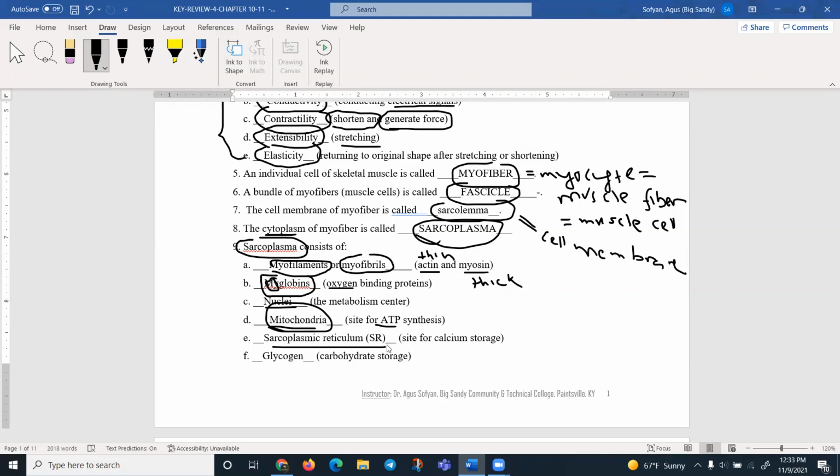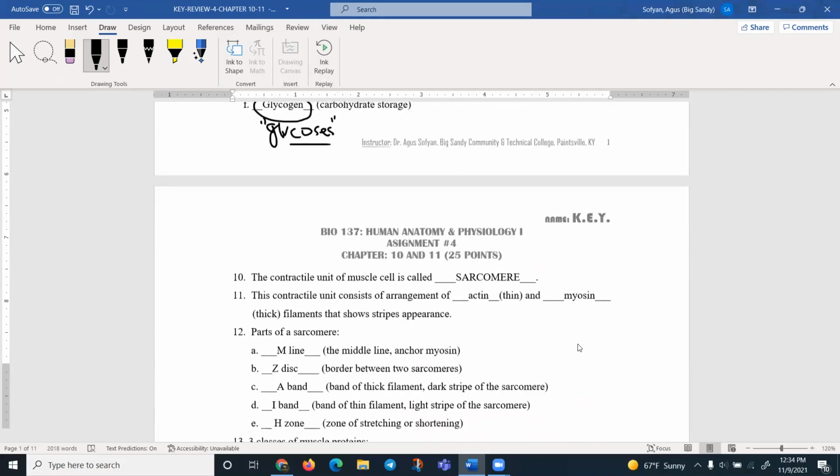The sarcoplasmic reticulum, or SR, is a special organelle that stores calcium. So this is calcium stored inside the muscle cell. And this special chemical called glycogen actually consists of many glucoses. So this is the storage for glucose. Okay, so this is carbohydrate or glucose storage. So these are some of the special components inside the sarcoplasm.